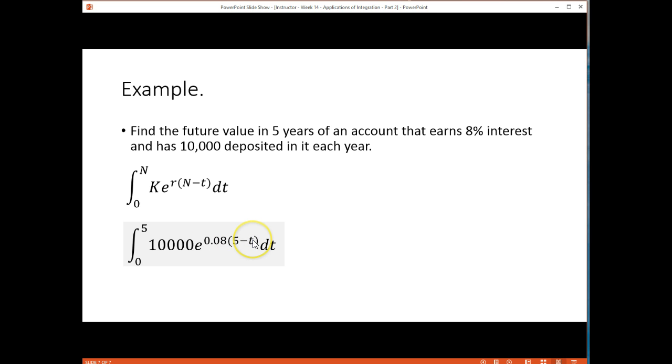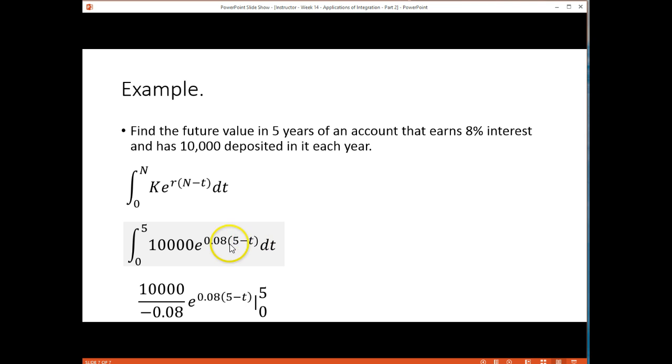Now when I go to integrate this, this isn't really that difficult because the 10,000 is going to come out. And I just have this exponential function, e to the 0.08 times 5 minus t. Well, we haven't really looked at things this complex yet, and really it isn't that complex in general, because if I distributed this, I'd get 0.4 minus 0.08t. And I remember when I integrated e to the kx, it was 1 over k e to the kx. Well, this is basically the same situation.